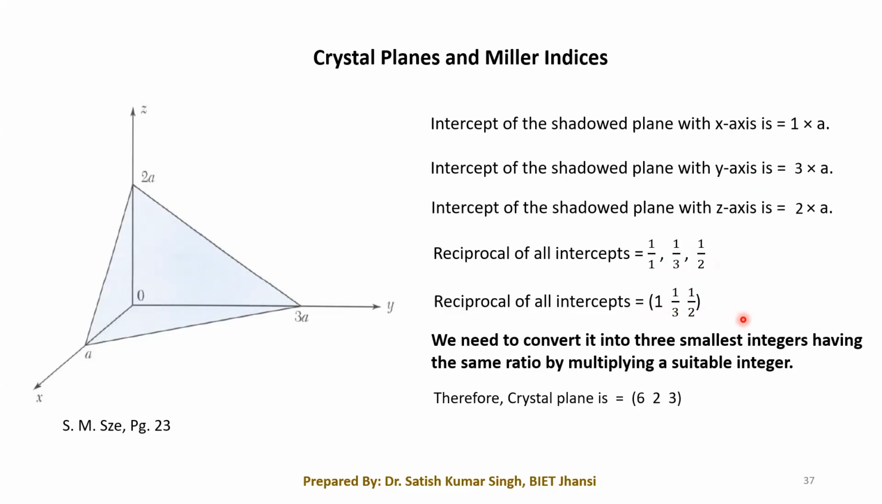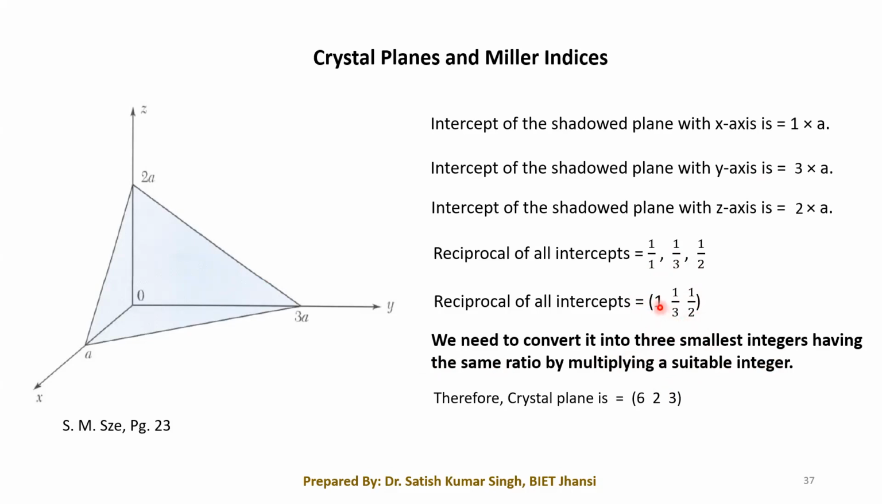So what we need to do is convert these numbers into the smallest integers possible having the same ratio between them. We need to convert them into three smallest integers having the same ratio by multiplying by a suitable integer. In this case, the suitable integer we have to multiply by is 6, which will give you the smallest integers. So each number here is going to be multiplied by 6.